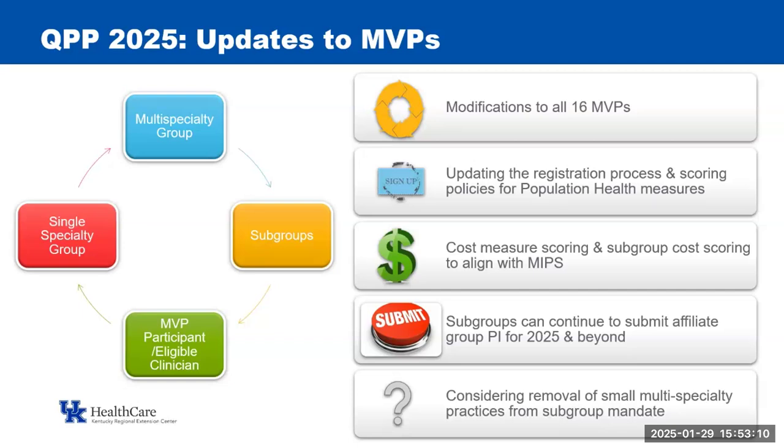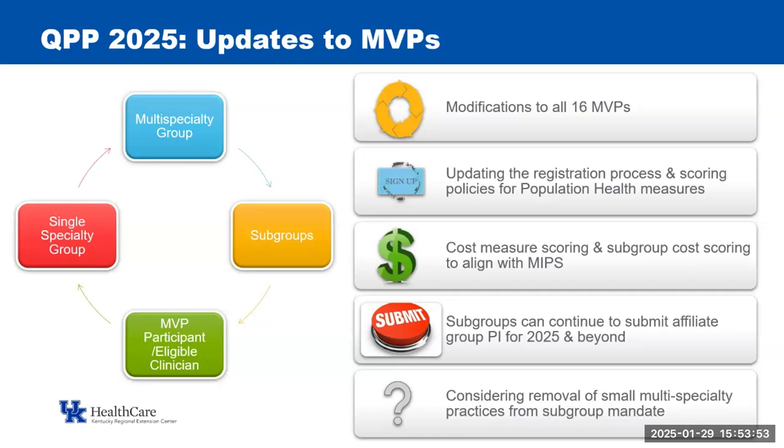CMS also did some updates around the registration process and scoring policies for population health measures. Specifically, originally whenever you signed up to be a part of an MVP, you would elect which population health measure you would like to be scored on, because again, that's part of that foundational measure set of PI and population health. And so there are 2 measures. CMS has decided that they are actually going to calculate both measures for your practice or as an individual clinician to see which one you score higher on.